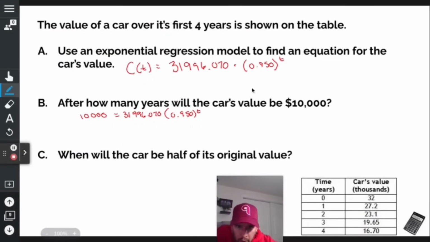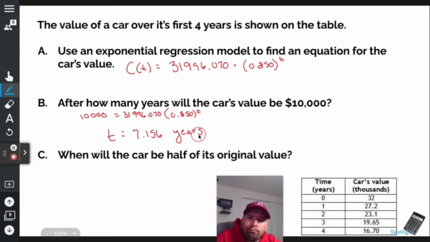Before I even move on, I think that is an 8. I think when I drew it out, I made it look like a 9. So maybe I accidentally said it was a 9, but it's an 8. So I'm going to go back and fix that. After typing that all in my calculator, the T that I ended up getting was 7.156. So 7.156 years. So like February? I don't know.